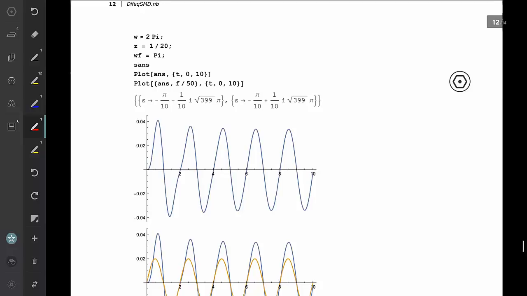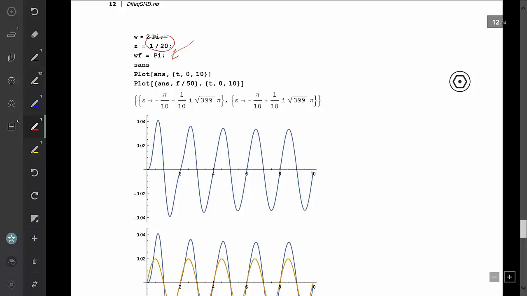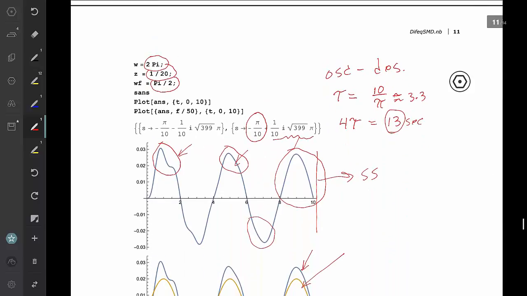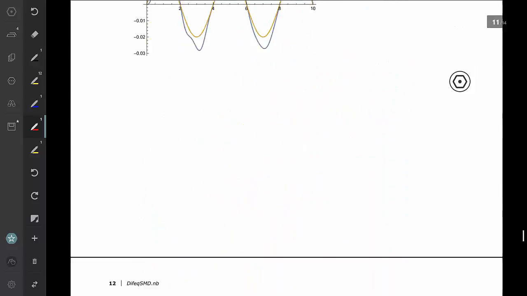This time, it's still underdamped. Let's see, we're changing the input frequency, the shaking frequency. Now it's half of what we had before. The time constant is exactly what it was before, because the damping is the same. So if you notice, 2 pi and 1/20.